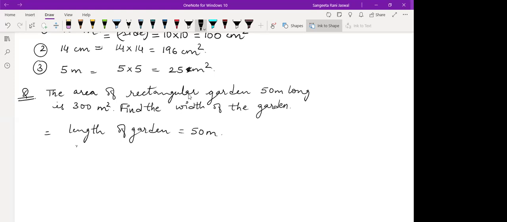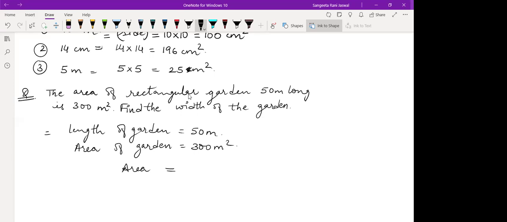Ma'am, the next thing given is the area of the garden. The area of the garden is given, that is 300 meters square. Well, yes. Next, what is the next step, Neha? Ma'am, the next step is to find the width of the garden. To find the width. So how will we find the width?